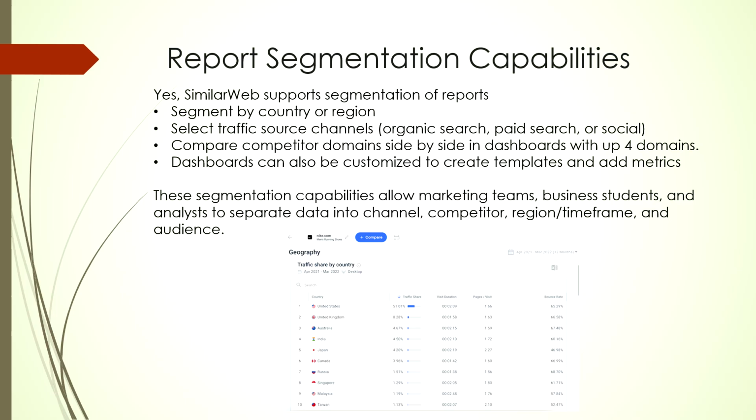These segmentation capabilities allow marketing teams, business students, and analysts to separate data into channel, competitor, region, time frame, and audience. So here we see in the screenshot, it's based on geography. So we have the different countries, such as United States, United Kingdom, Australia, India, Japan, onward. A lot of countries that you can use to analyze.